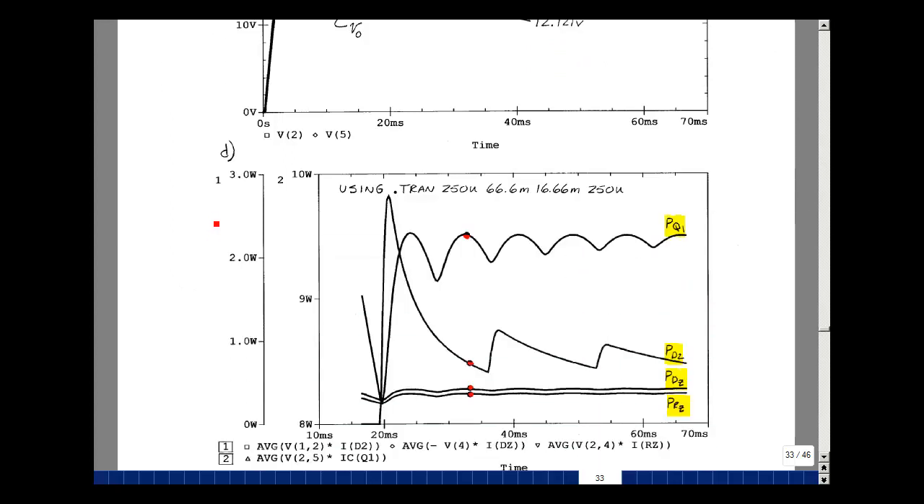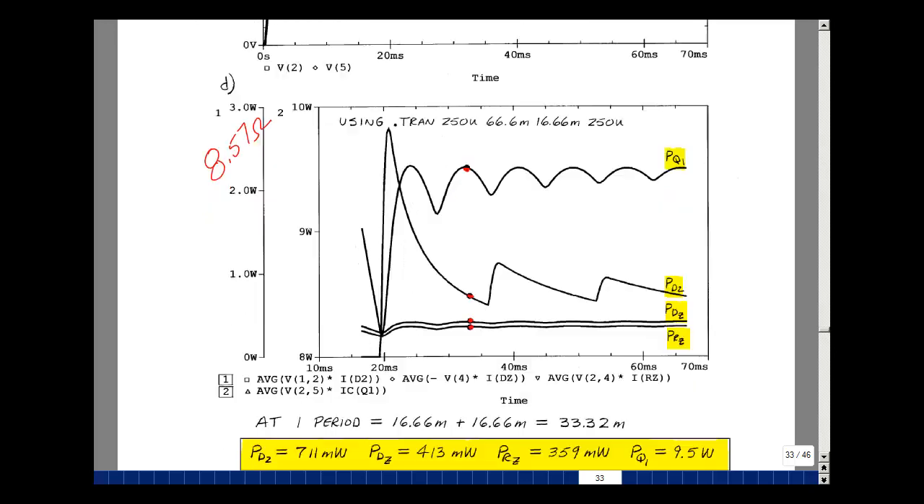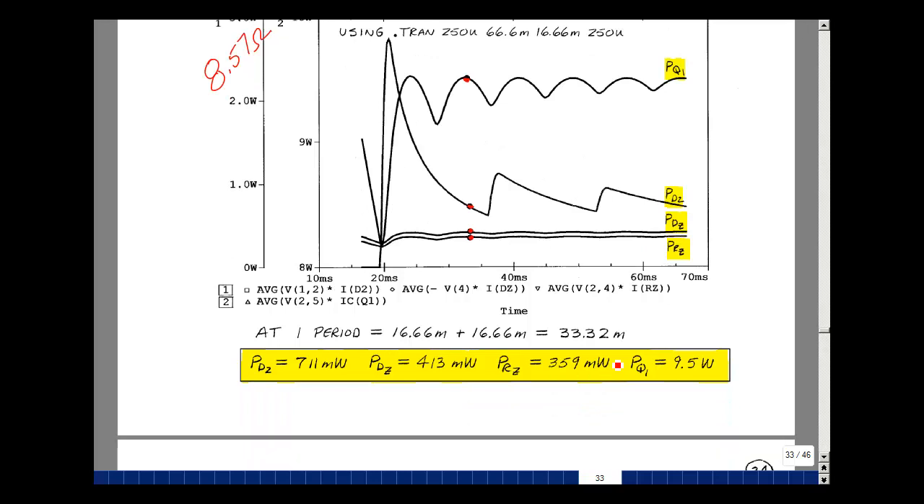I forgot to mark down here, but this is for the case of 8.57 ohms. I want to run this where I'm in steady state, so I'm going to start not at 0, but at 1 period later, 16.66 milliseconds. I'm still going to go out to the value of 66.6. Now the difference of these two divided by 200 is about 250 microseconds. Then if I go for 1 period after my start, that would give me the average value. And that's around 33.32 milliseconds.